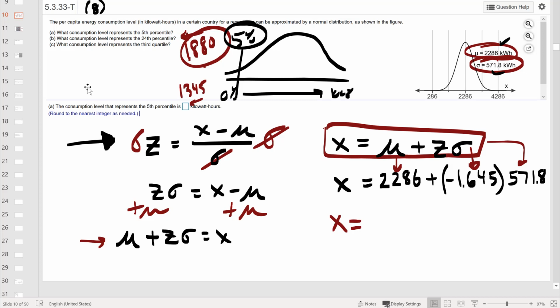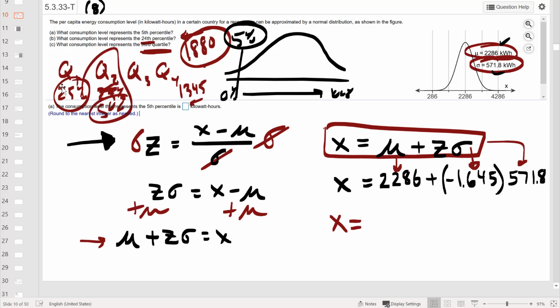All right, and letter C asks which consumption level represents the third quartile. So remember, quartiles are things that are broken up into 4 pieces. Really, things broken up into 4 pieces are 25% pieces. So the first quartile is 25%, which would have been very close to this 24th percentile. The middle one is at 50% right here. And the third quartile would be at 75%.